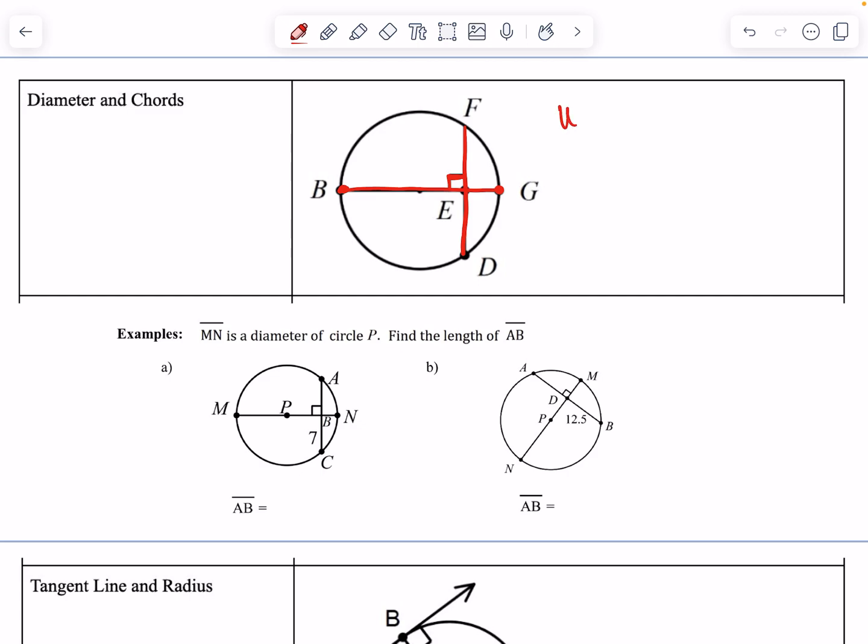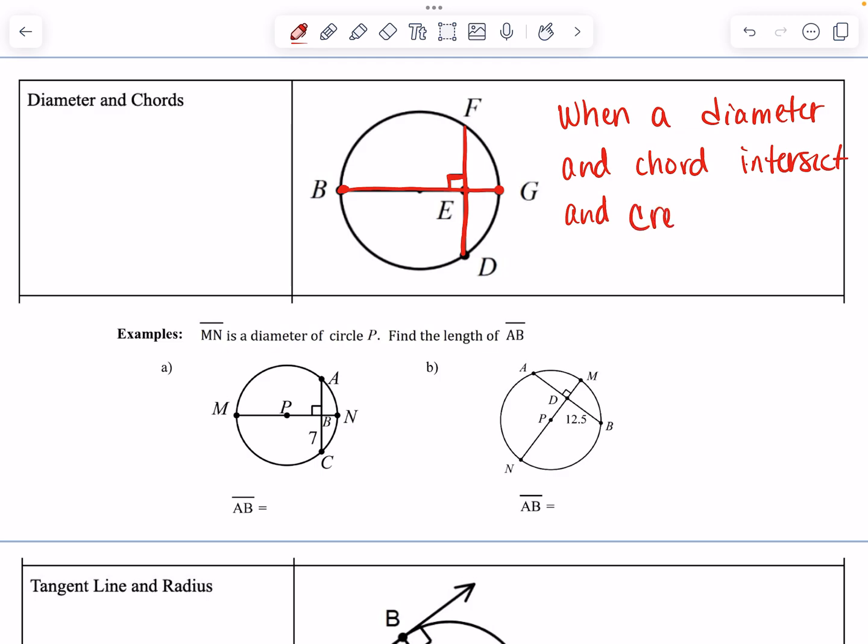Okay, so when a diameter and chord intersect and create 90-degree angles, I'm going to use another vocab word here. The chord was bisected.